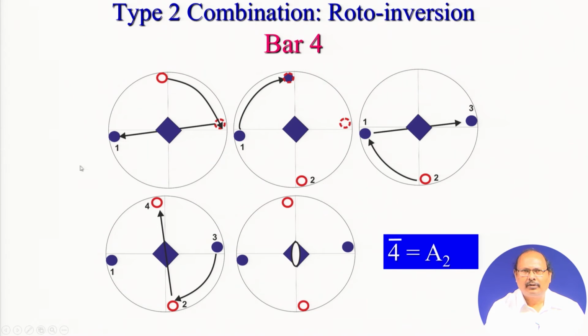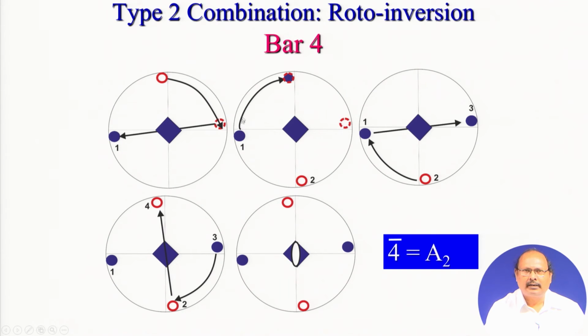So, what do we have in bar 4? This fourfold axis has now become a bar 4 axis. What is that? You have this starting motif here. It is rotated 90 degrees, and after inversion this generates the first motif here, which is a closed circle. I give it the name 1.